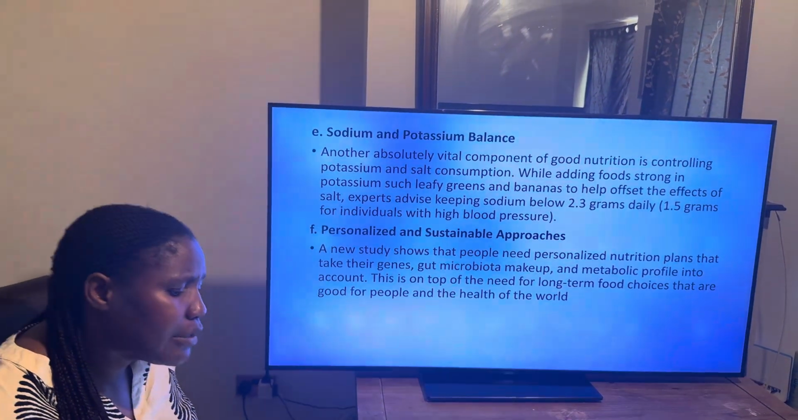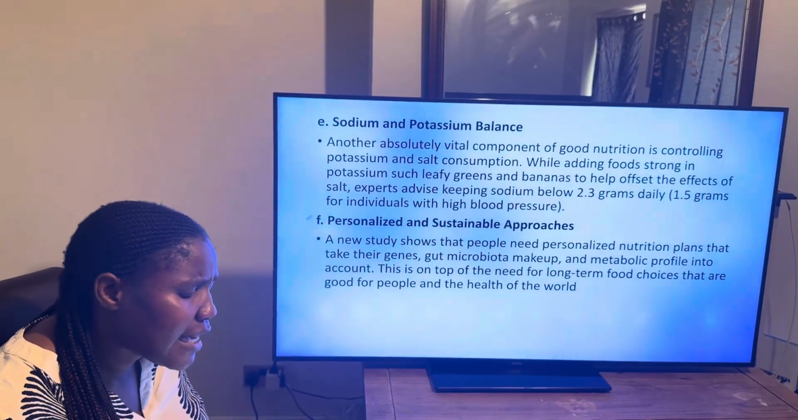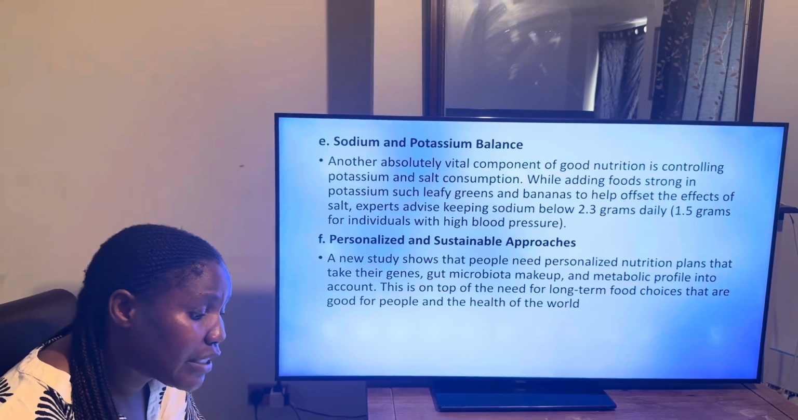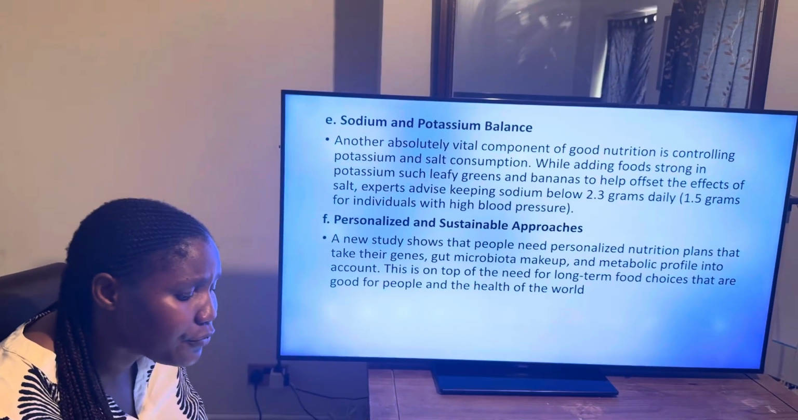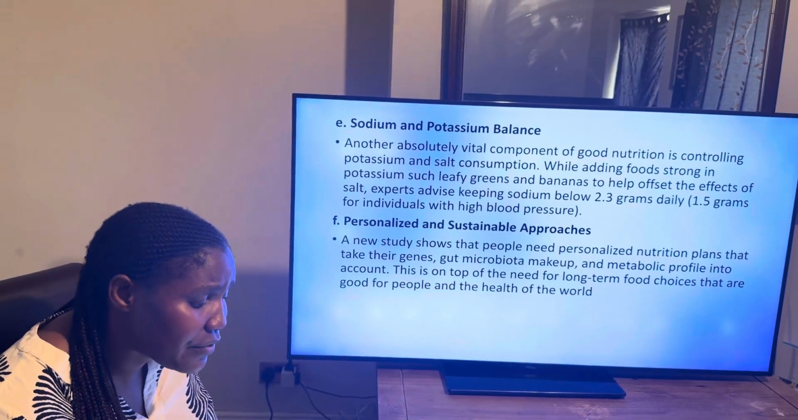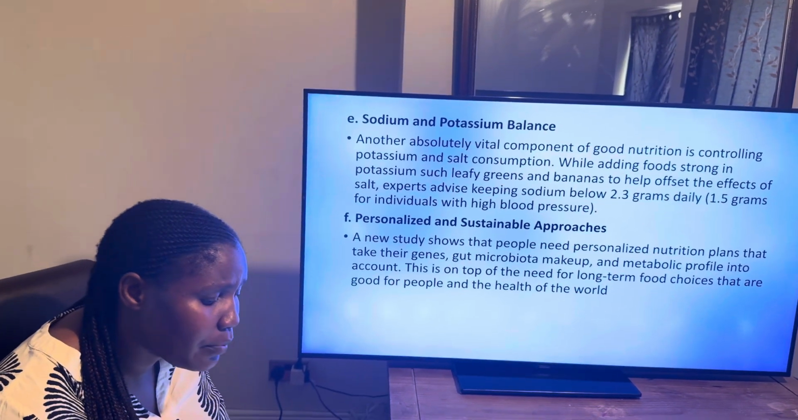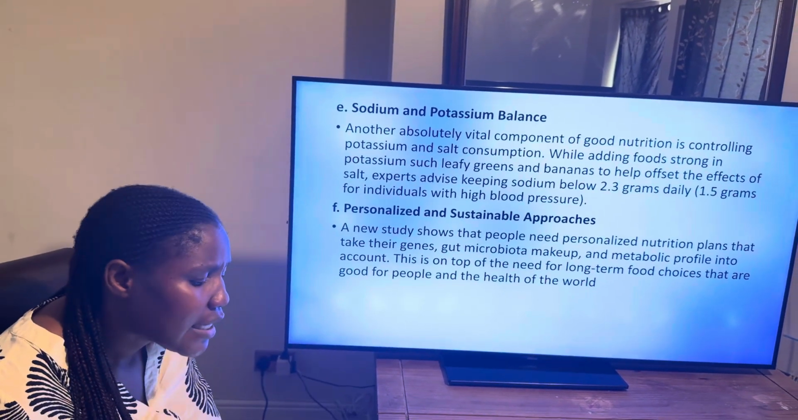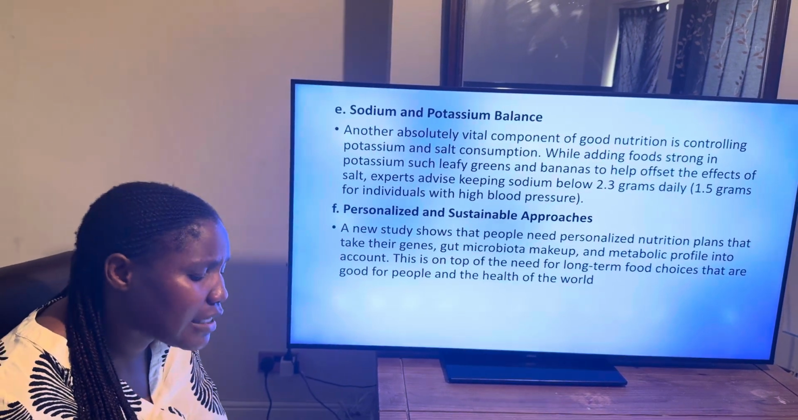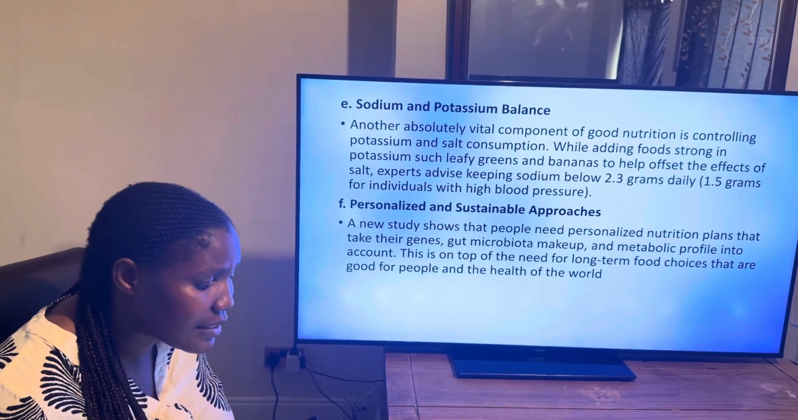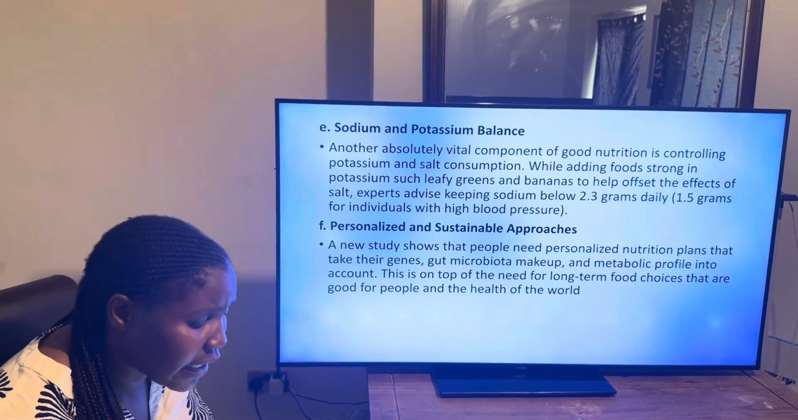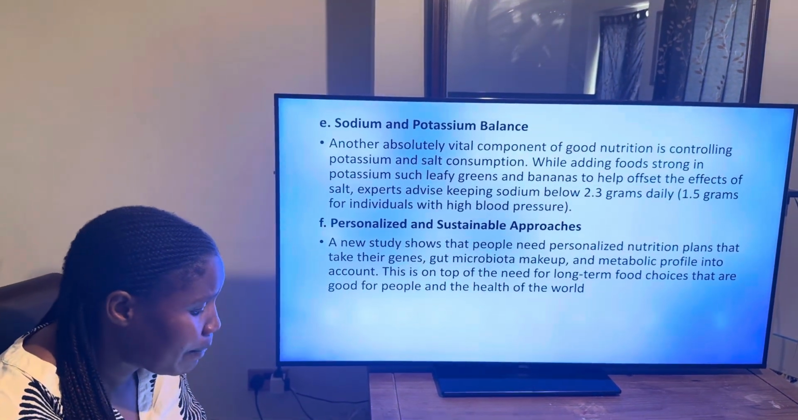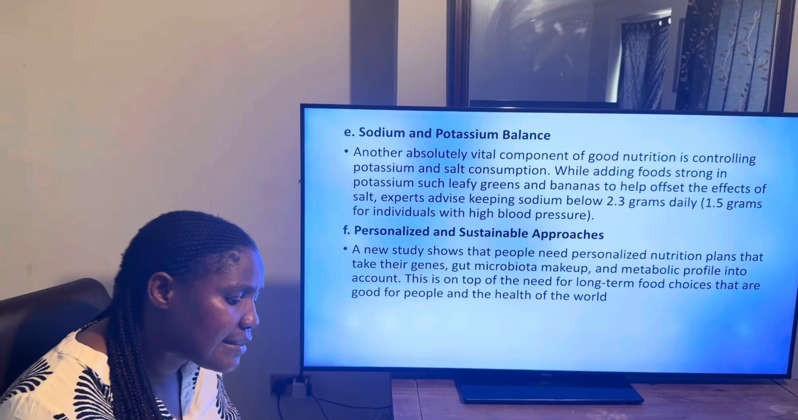Sodium and potassium balance. Another vital component of good nutrition is controlling potassium and salt consumption while adding foods strong in potassium, such as leafy greens and bananas, to help offset effects of salt. Experts advise keeping sodium below 2.3 grams daily, and individuals with high blood pressure can have 1.5 grams. Personalized and sustainable approaches.